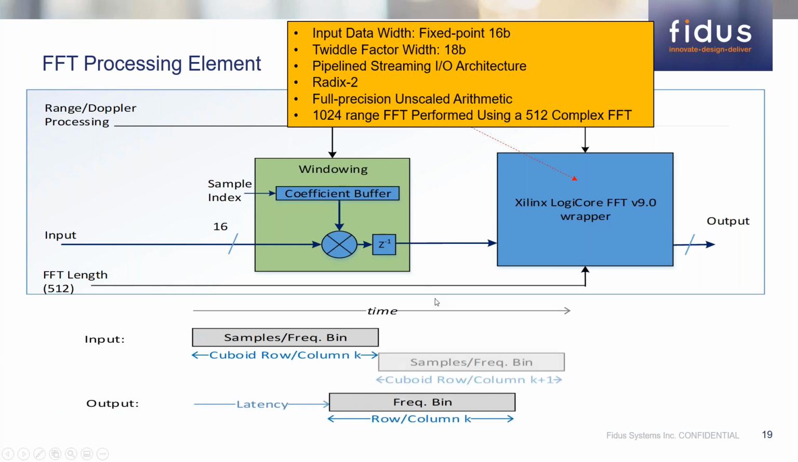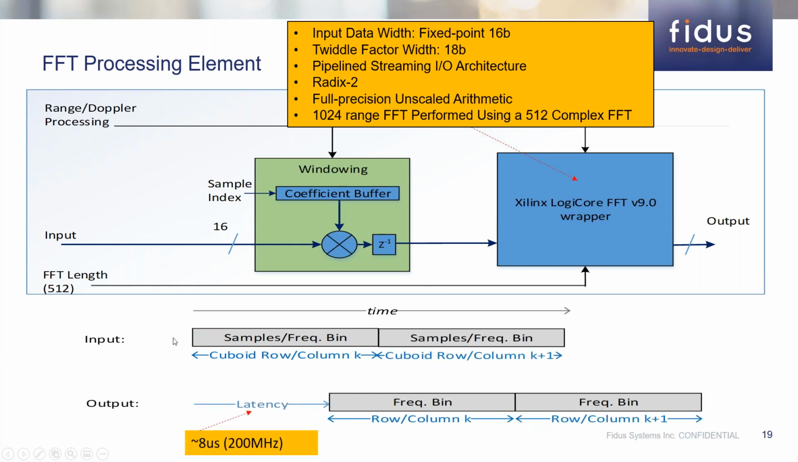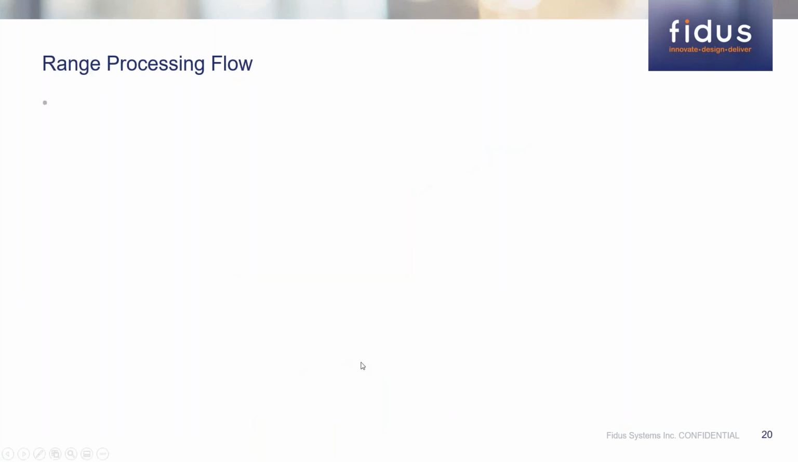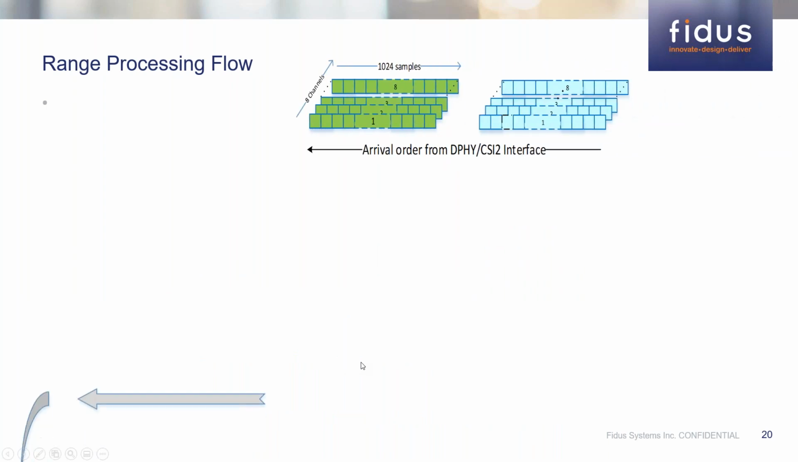Quickly, the flow of the FFT: it will receive a row or a column, depending on whether it's a range or a Doppler FFT, and it will stream out after a given latency. If we are running it at 200 megahertz, the latency will be 8 microseconds. The FFT will then be generated by the core, and there will be no gap between the bins. So there is only the initial latency. After that, we are going to get the bins one after the other.